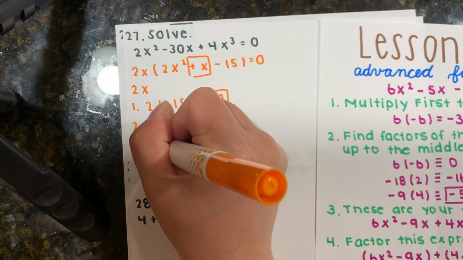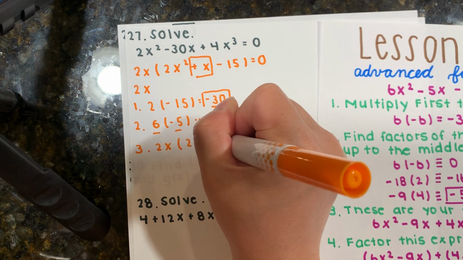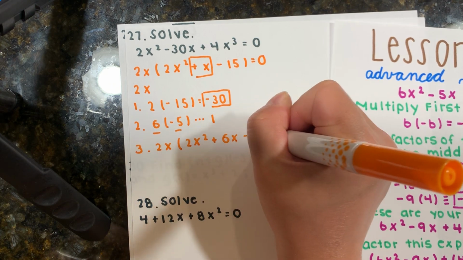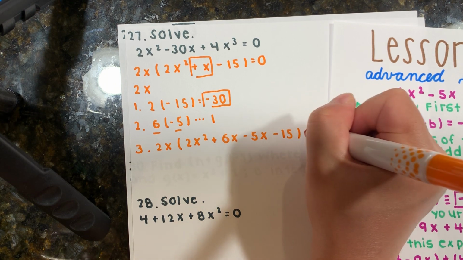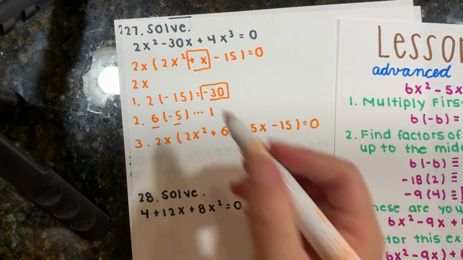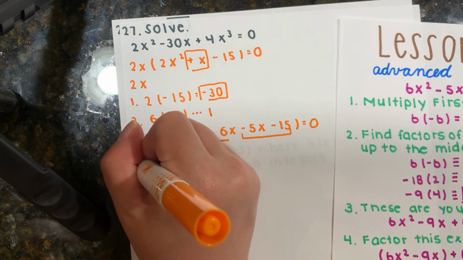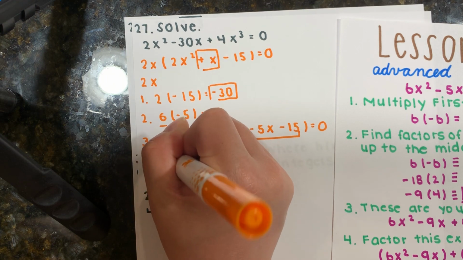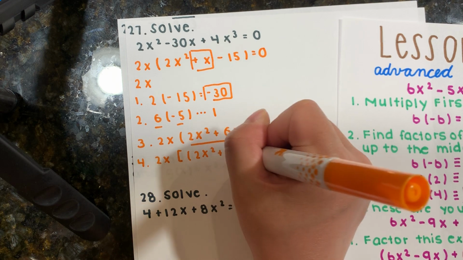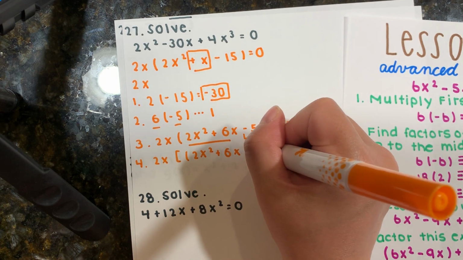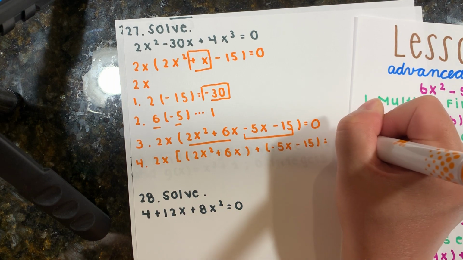So step 3 would be, I have my 2x on the outside, and then I have 2x squared plus 6x minus 5x minus 15 equals 0. These first two will go together, these last two will go together. So for step 4, I have 2x, and then I have 2x squared plus 6x, and then plus negative 5x minus 15 equals 0.